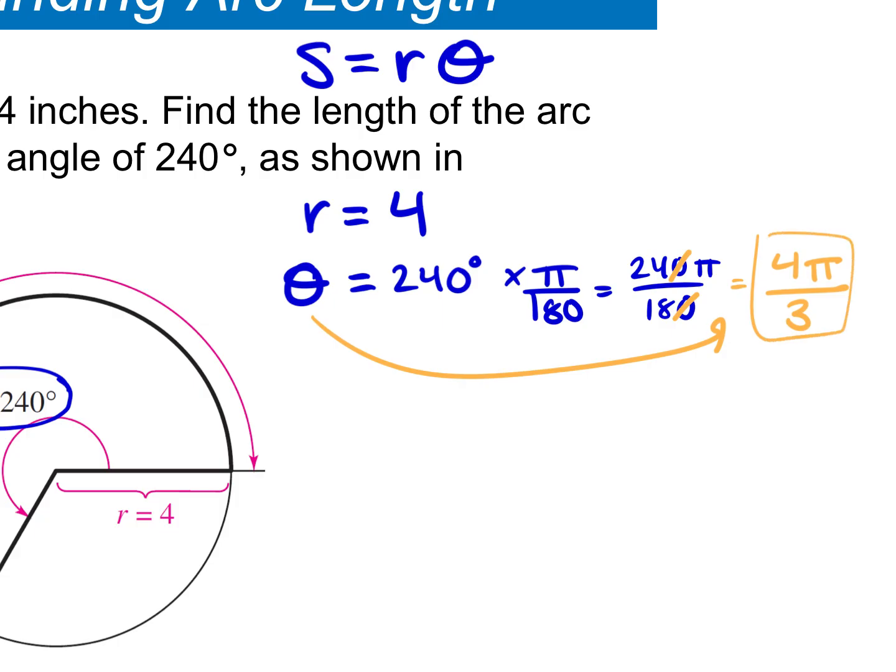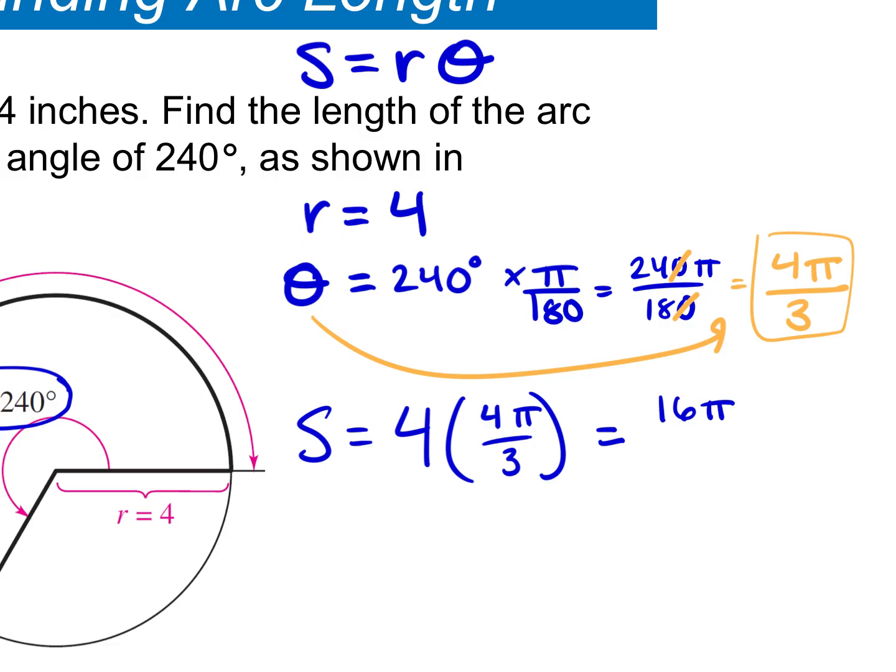Now, once our theta is in radians, we can plug it into our arc length formula. So S is equal to R times theta. So 4 times 4 pi over 3. What's 4 times 4 pi over 3? 16 pi over 3. Remember, make it 4 over 1. When you're multiplying with fractions, just multiply straight across. So 16 pi over 3 would be our answer. This is our arc length.